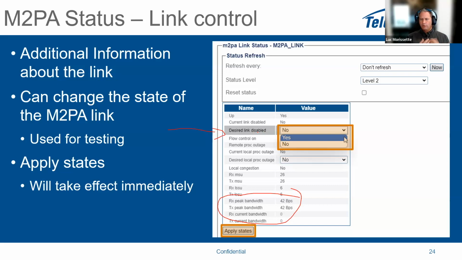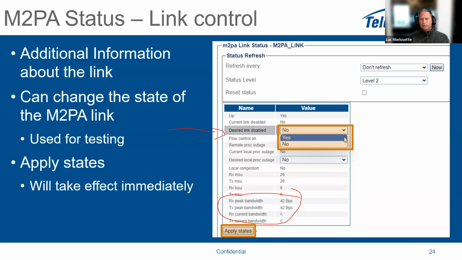So by default, when you configure a link, it will bring it up and make it work. But for testing, sometimes it's nice to disable it. For example, if you have a connection with M2PA links to different STPs, and you want to make sure that traffic can go through each one of those STPs, then you will need to bring a link down. So then you press yes here, and the link will go down, and you can see if the traffic goes on the other.